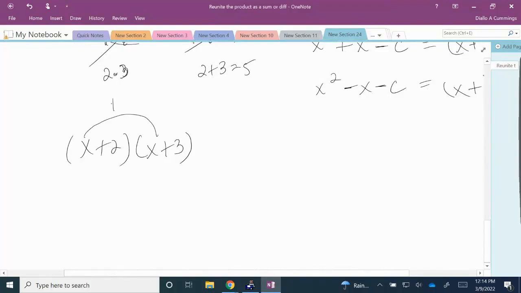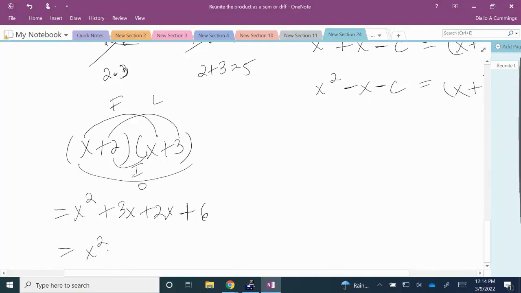So I multiply my first terms, x times x is x squared. I can multiply my outermost terms, 3 times x is 3x. I can multiply my innermost terms, 2 times x is 2x. And I can multiply my last terms, right? A positive times a positive is a positive. 2 times 3 is 6. And if I combine like terms, I have x squared plus 5x plus 6.